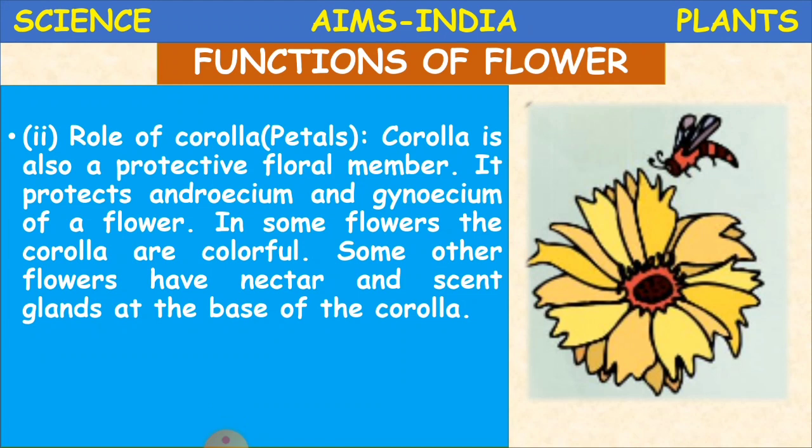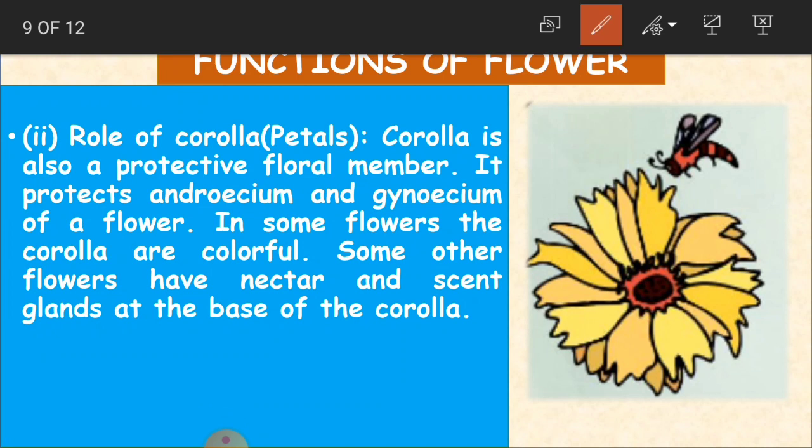So what are androecium and gynoecium, children? As we learnt, androecium are the male parts and gynoecium are the female parts of a flower. So we get anther and filament as stamen in androecium, and we get stigma, style and ovary as female parts in gynoecium. Okay, so this we can also call pistil.